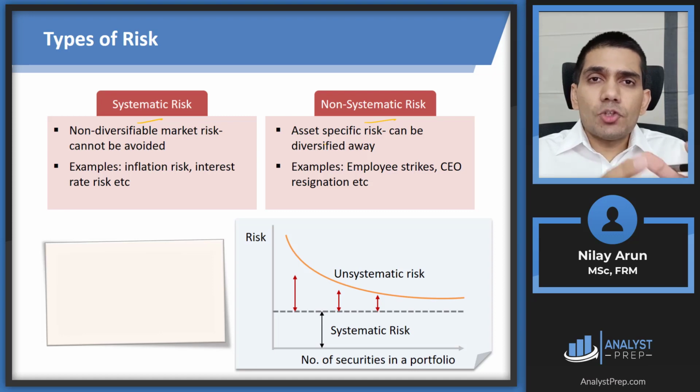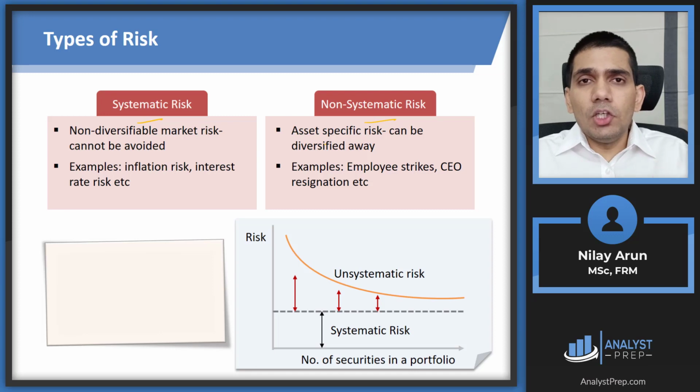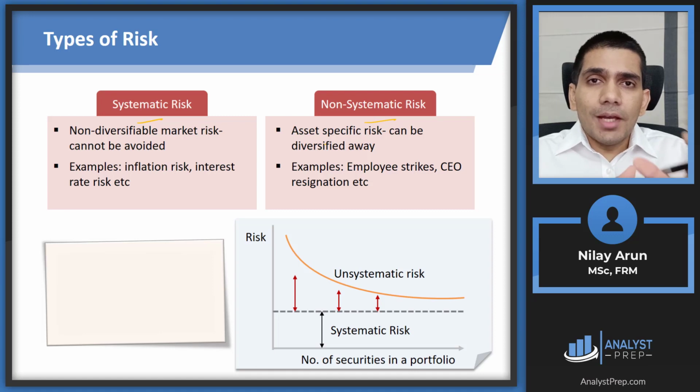Non-systematic risks are the specific risks which are being faced by a particular company. So things like, let's say, the CEO resigning or the employees going on a strike, all of these will be specific to one particular company. So for instance, let's say if the CEO of one company resigns, it's not like the CEOs of all the other companies are also going to resign at the same time. So that's a risk which you can easily get rid of. You can easily diversify by investing in more and more securities.